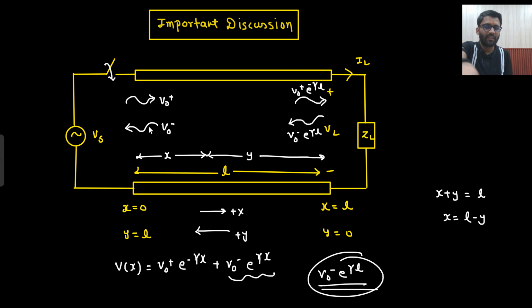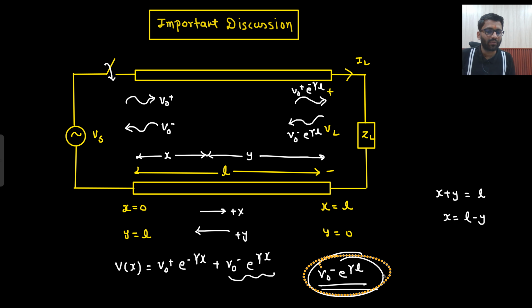Now if it travels down, it would become V naught minus. This is what is happening. V naught plus was generated, then it reached the load end and became V naught plus e to the power minus gamma L. Then after the reflection, this wave was V naught minus e to the power plus gamma L. Now if this wave travels and reaches the source end again, it has become V naught minus. Is that clear to you? This is what is happening here.